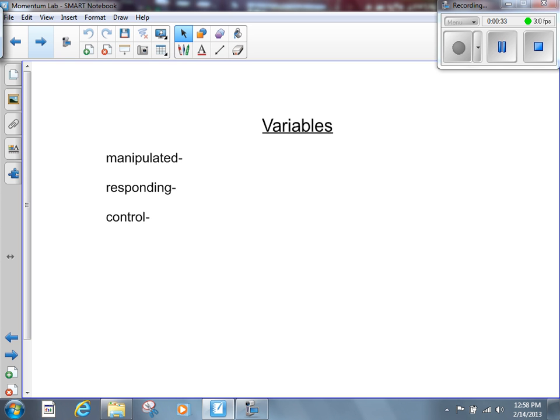There are three variables. There's the manipulated variable, there's only one of those. There's the responding variable, there's only one of those. And then there's the control variables, there's a bunch of those. The control variables, of course, are those variables that stay the same. I'm not going to tell you what the variables are in this experiment. I will describe the experiment for you in just a moment, but you're going to have to determine what the variables are yourself. Now, I will give you a hint.